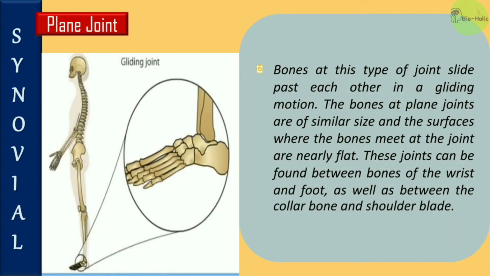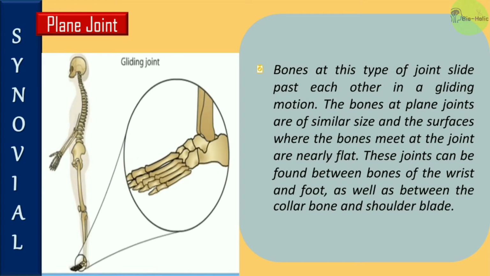Next is the plane joint or gliding joint. Bones at this type of joint slide past each other in a gliding motion. The bones at plane joints are of similar size and the surfaces where the bones meet at the joint are nearly flat. These joints can be found between bones of the wrist and foot as well as between the collarbone and the shoulder blade.